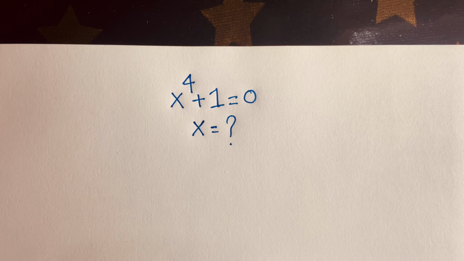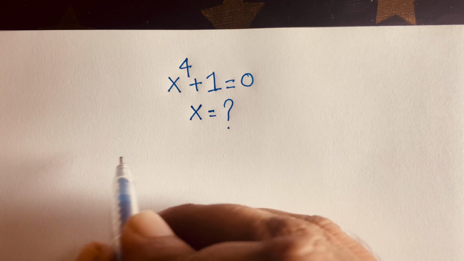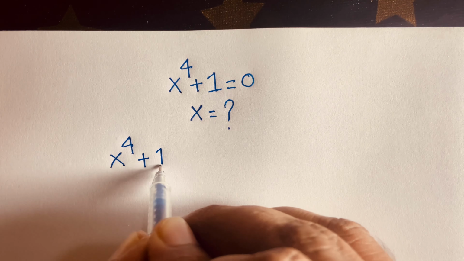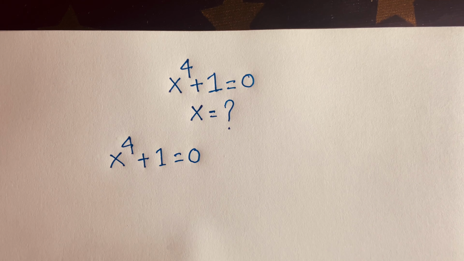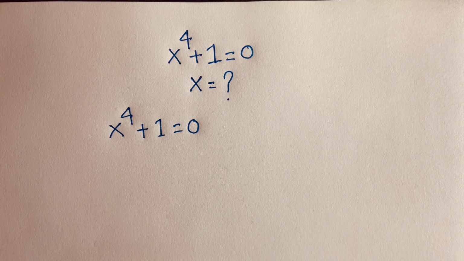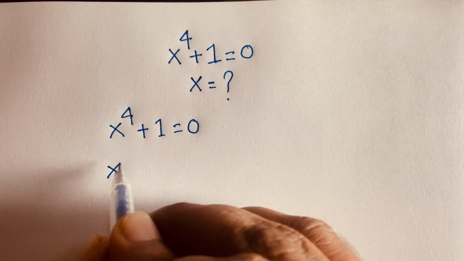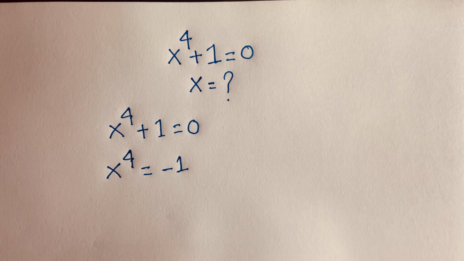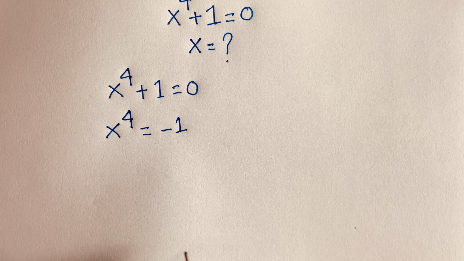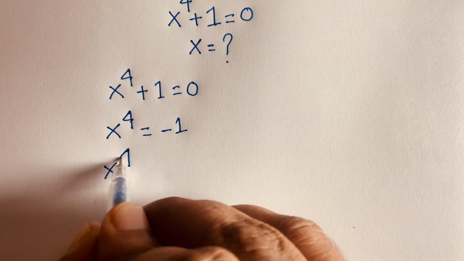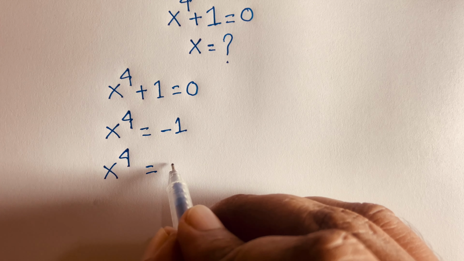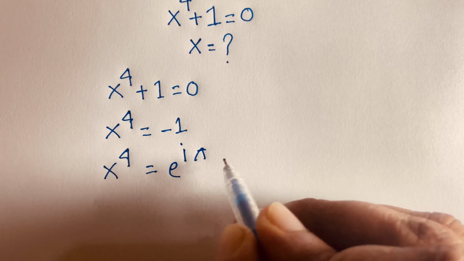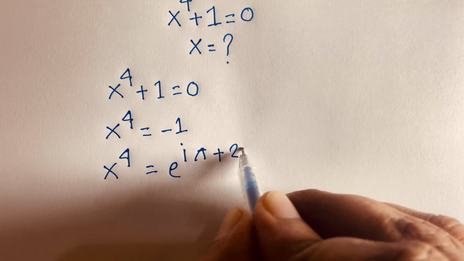So our first method: our question is x to the power 4 plus 1 is equal to 0. Then this equation becomes x to the power 4 is equal to minus 1. Then I can write minus 1 as e to the power i pi, and then I can add 2n pi.